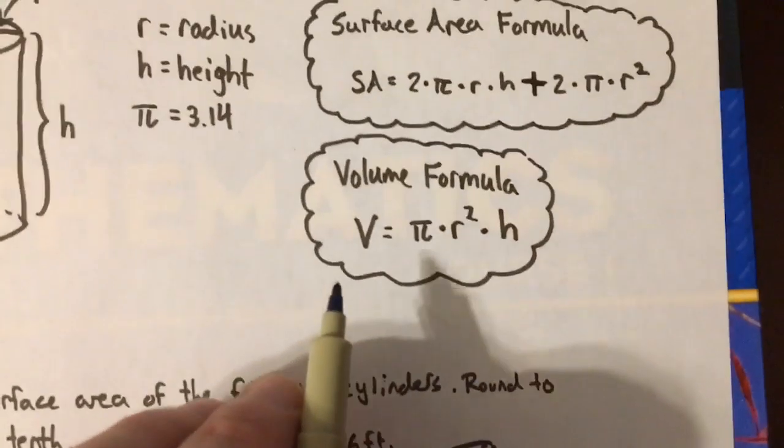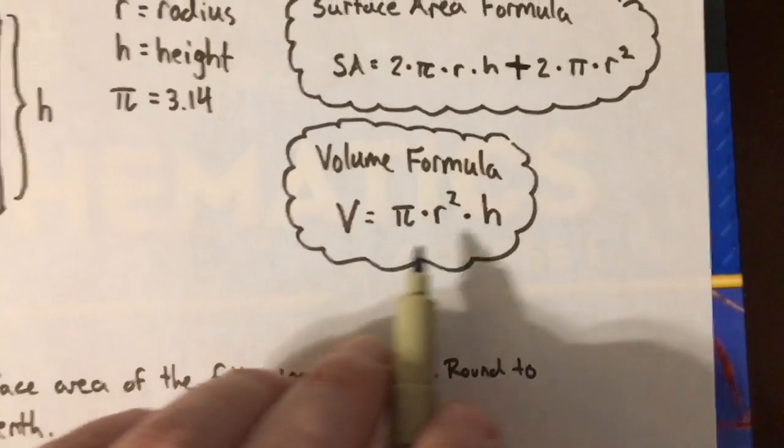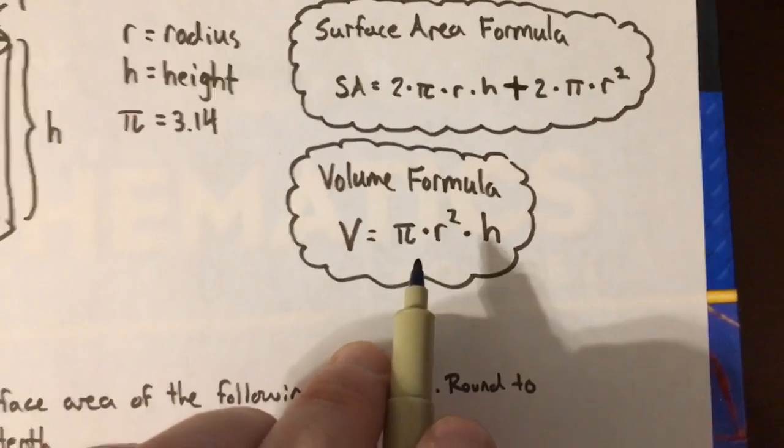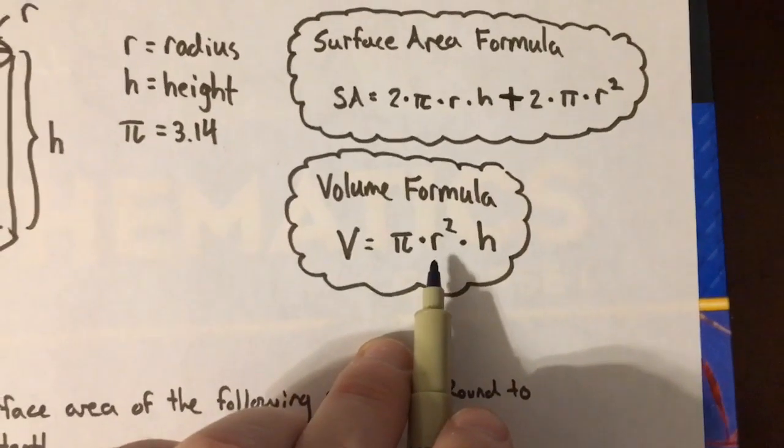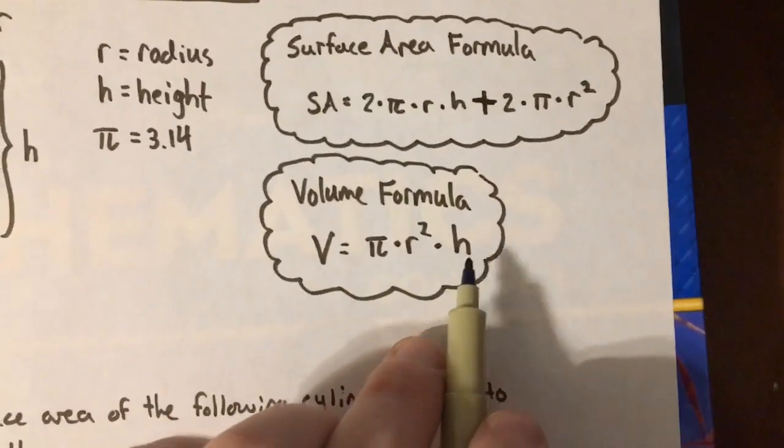And then our volume formula, as you can see, is actually a lot shorter to use because there's only going to be three values that we're going to multiply together: pi, radius raised to the second power, and then the height.